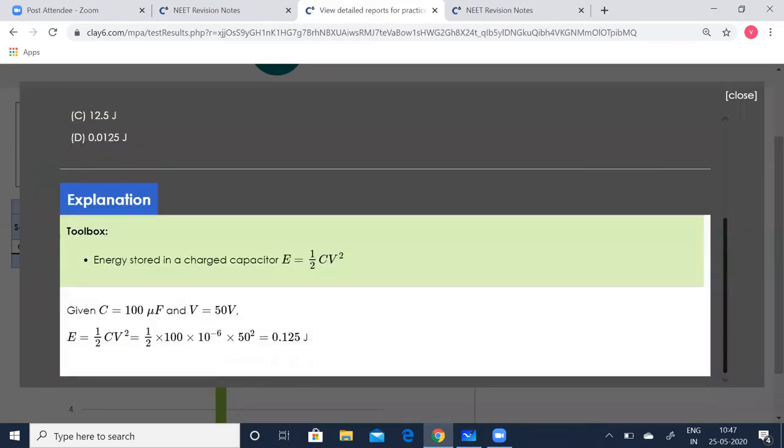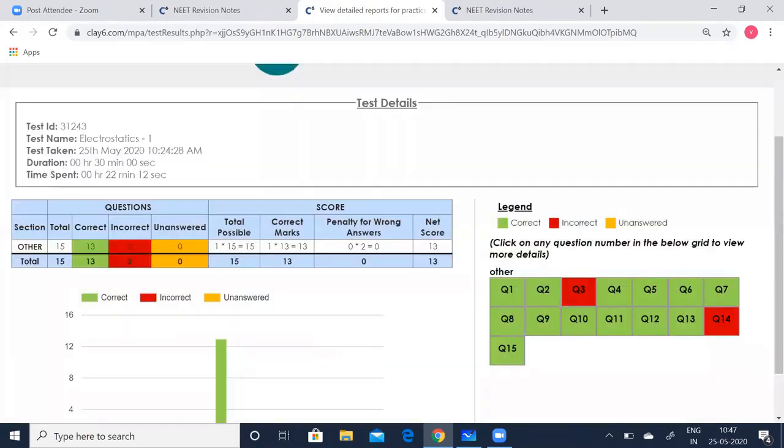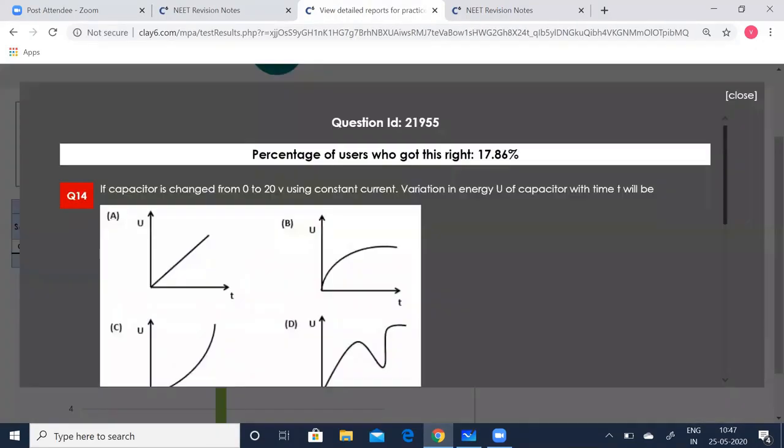Let's see the explanation part. You can scroll down and see the explanation part. C is equal to 100 microfarad and V is equal to 50 V. So E is equal to half CV squared, which is equal to half into 100 into 10 to the power minus 6 into 50 squared, which is equal to 0.125 joules. Right? Now close that.